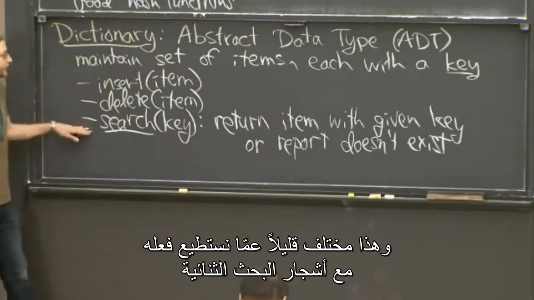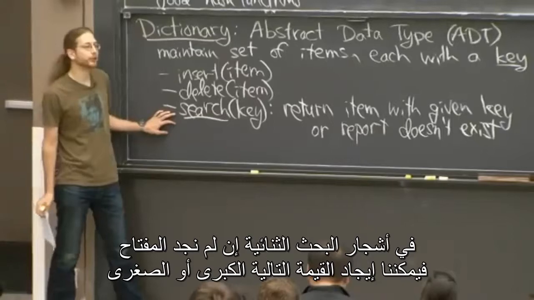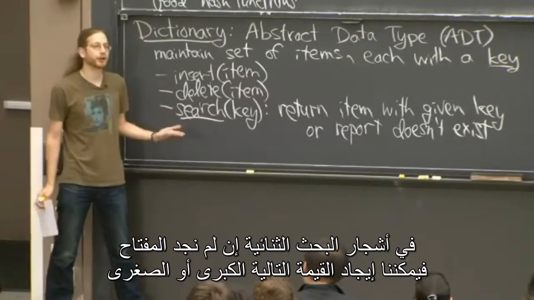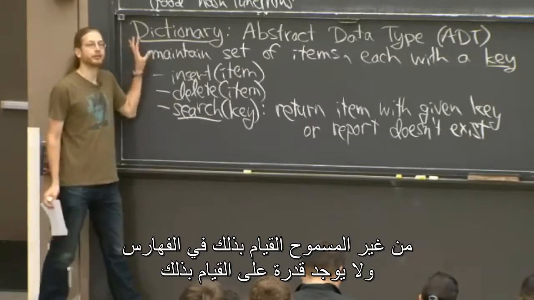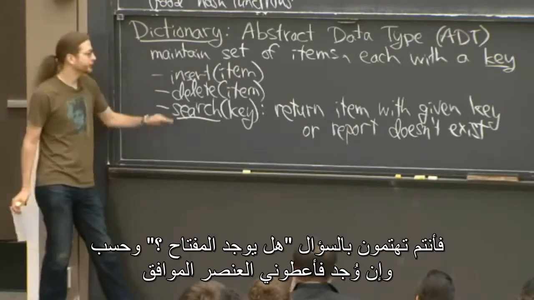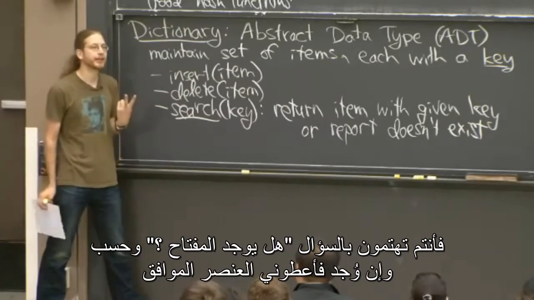Okay, this is a little different from what we could do with binary search trees. Binary search trees, if we didn't find a key, we could find the next larger and the next smaller, successor and predecessor. With dictionaries, you're not allowed to do that, or you're not able to do that. And you're just interested in the question, does the key exist? And if so, give me the item with that key.